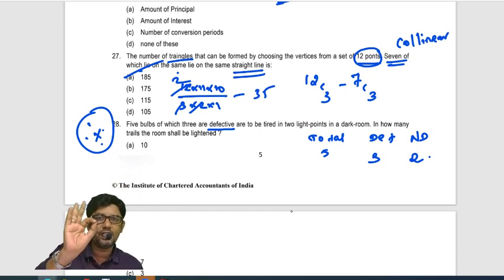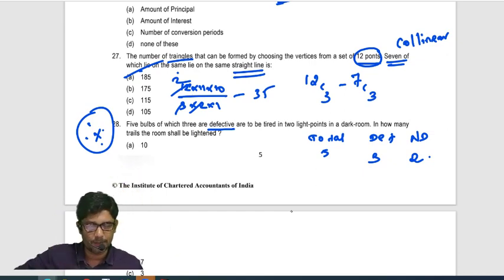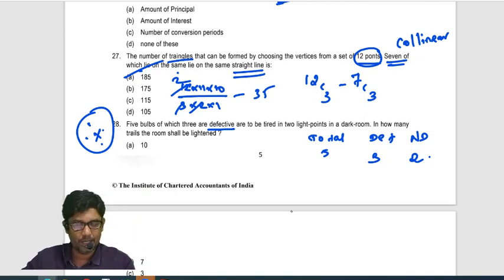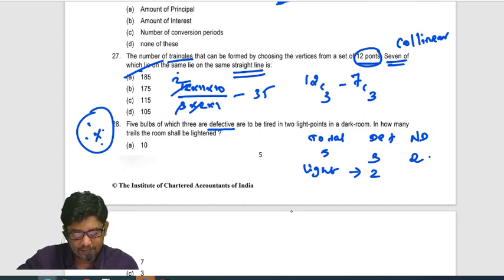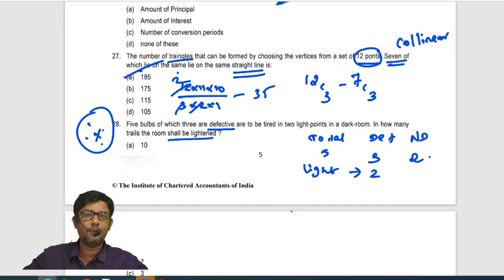Guys, please note this, very, very important. It's a very important sum. There are 2 light points. How many light points have we got? 2. So listen here, my dear. What exactly is the question? In how many ways can the room be lighted?